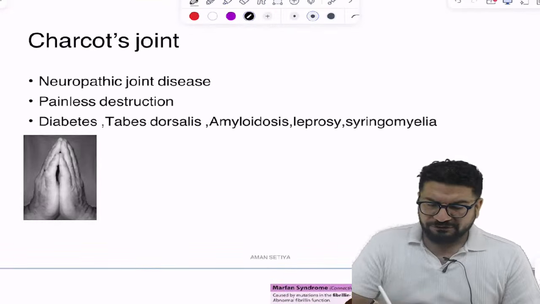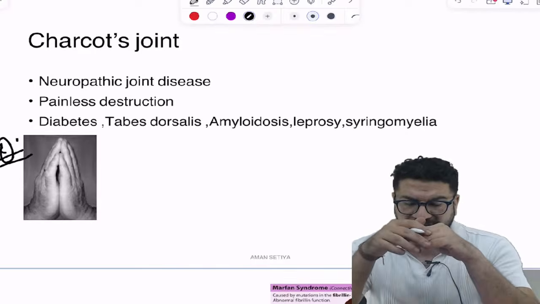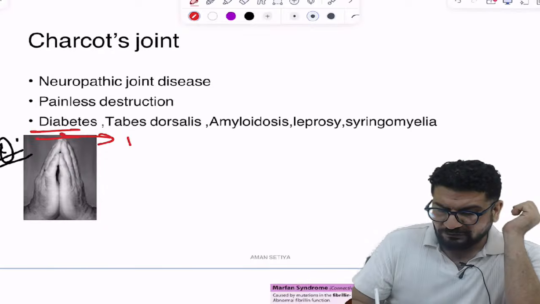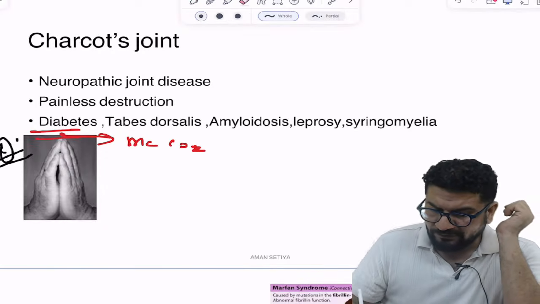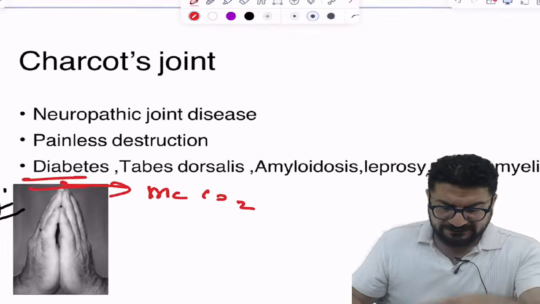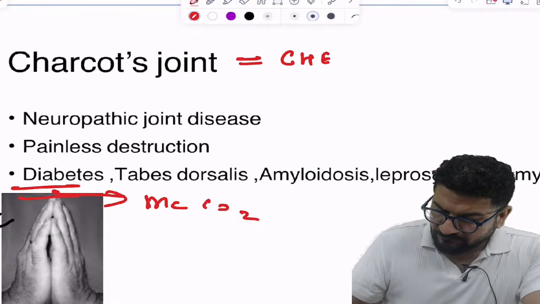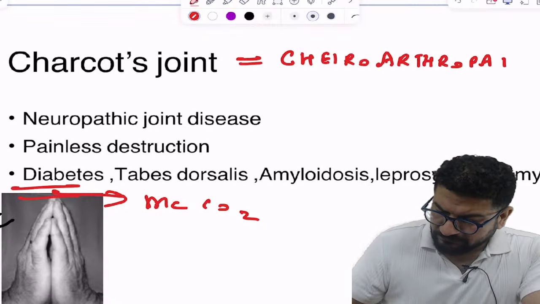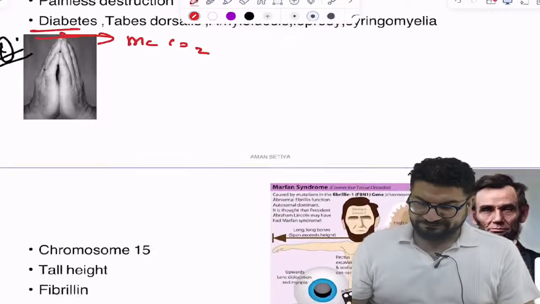Now coming to Charcot joint, this image came in your exam. Remember, Charcot joint is a neuropathic joint, or I can say painless destruction of joint. The most common cause of Charcot joint will be diabetes. And they ask you, what is another name for Charcot joint? We also call this cheiroarthropathy.